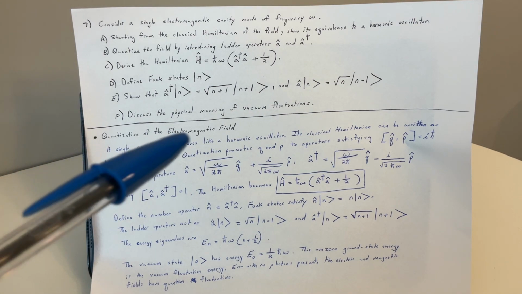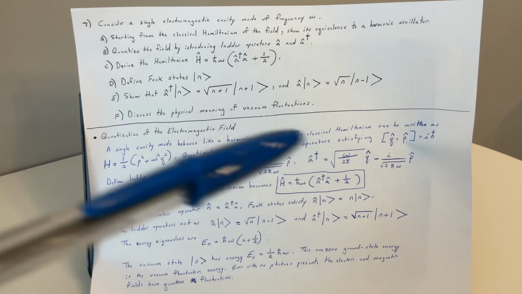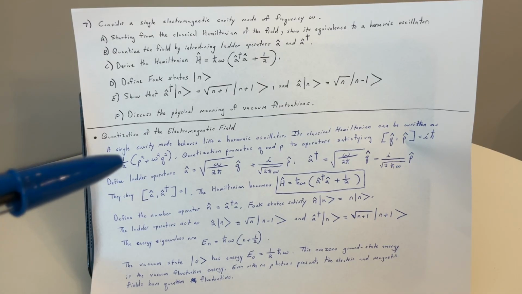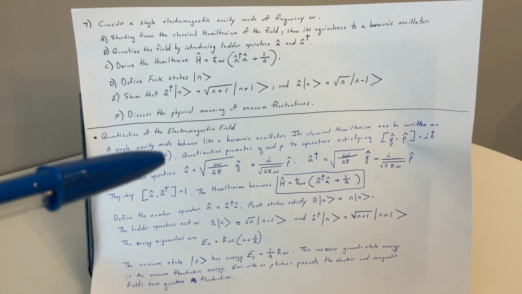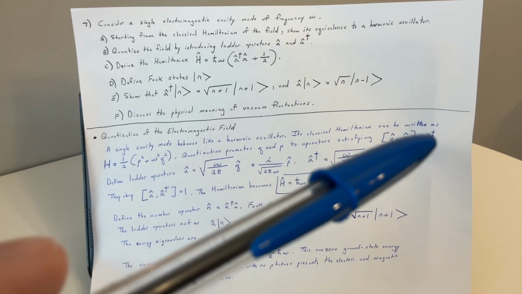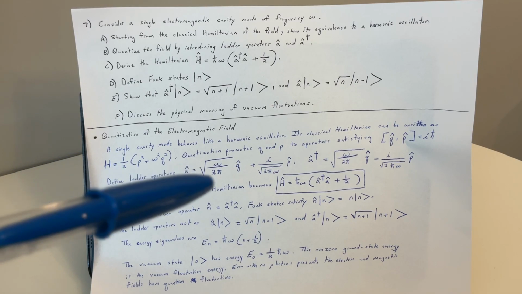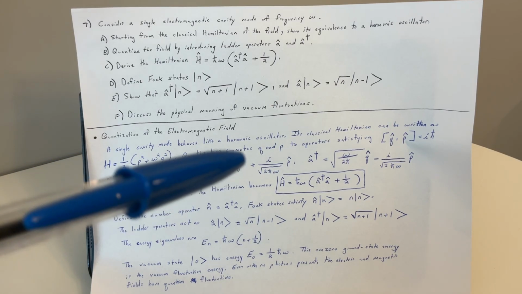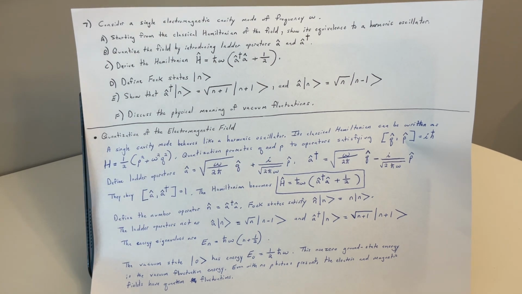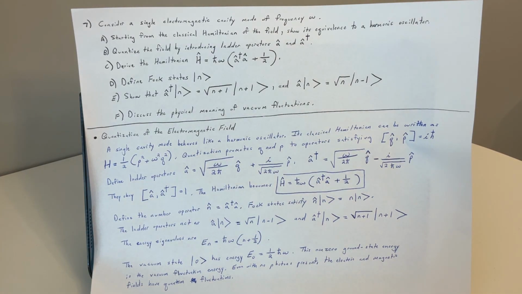So, quantization of the electromagnetic field. The single cavity mode behaves like a harmonic oscillator. Its classical Hamiltonian can be written as follows: H equals 1/2 times the quantity P squared plus omega squared Q squared. Quantization promotes Q and P to operators satisfying the commutator Q hat, P hat equals i h bar. We define the operators as this: A hat is square root of omega over 2 h bar Q hat plus i over square root of 2 h bar omega P hat. A hat dagger equals square root of omega over 2 h bar Q hat minus i over square root of 2 h bar omega P hat.